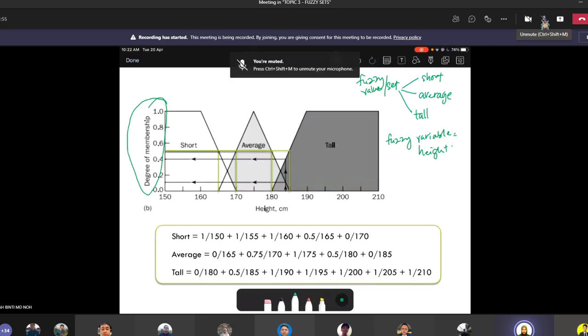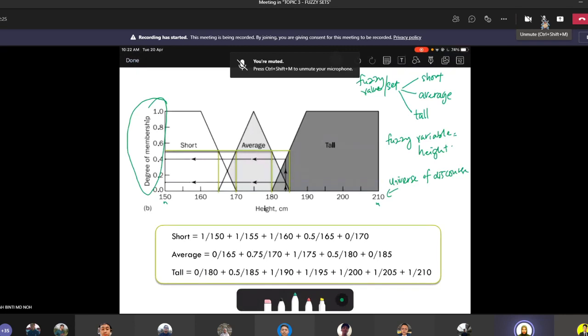Setiap elemen dia akan berada di dalam range 150 hingga 210. Tu dia punya universe of discourse. Maknanya universe of discourse ni maksudnya semua elemen tu akan berada di antara that value. Okay, so universe of discourse tu value dia ni. So X can be 150, X can be 152, 160, 173. Okay, semua dia berada di antara 150 to 210.